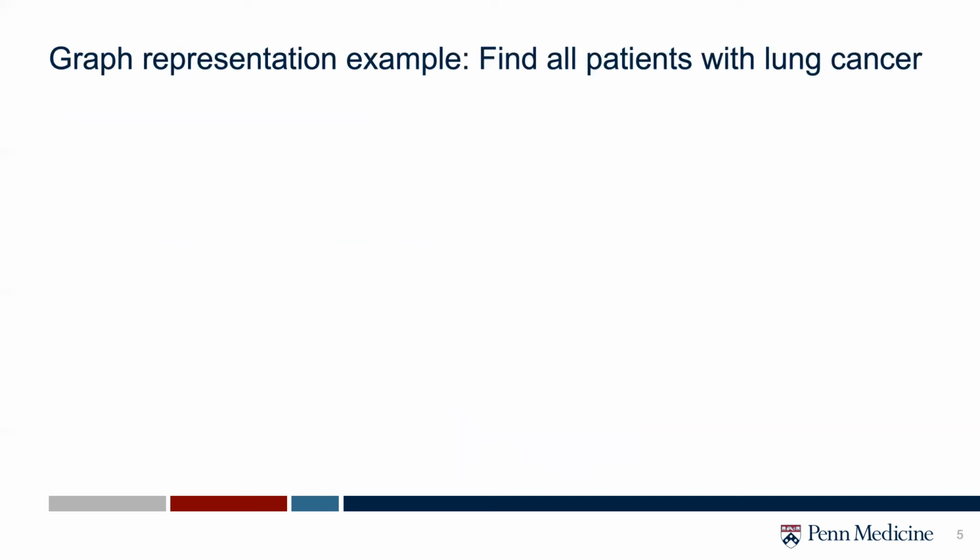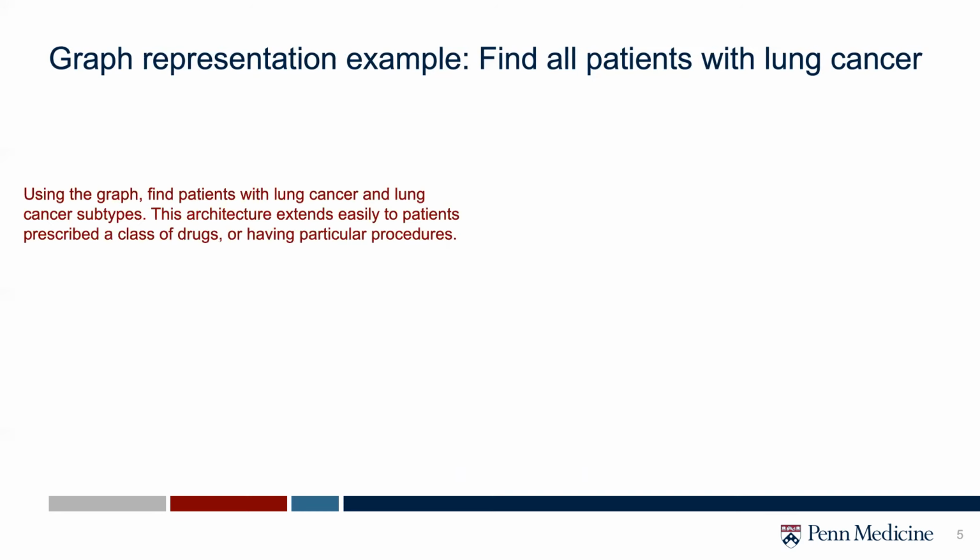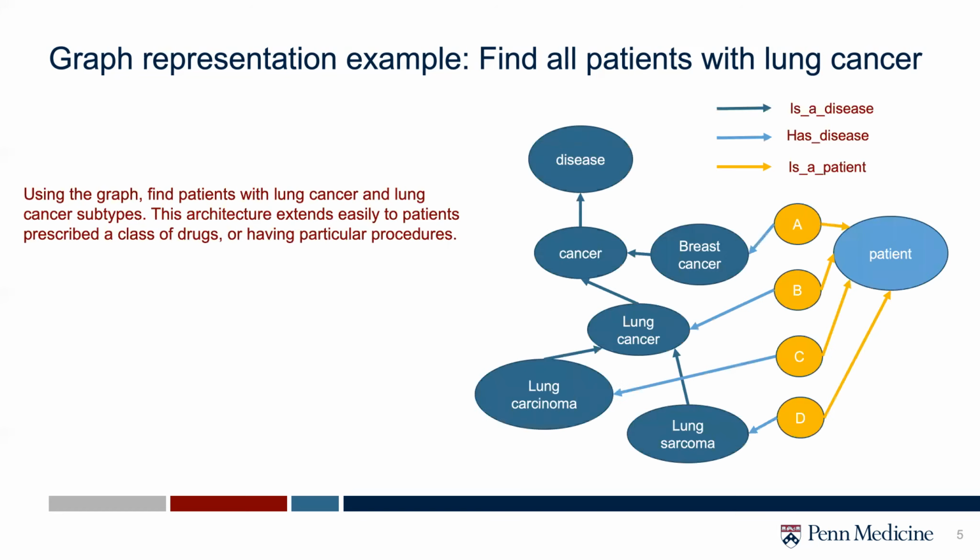So here's a little more detail on the semantic richness I've mentioned. We want to use a graph to find patients with lung cancer and lung cancer subtypes. This architecture extends easily to patients prescribed a class of drugs or having particular procedures. So here is our graph. On the graph, note that concepts such as patient or lung cancer are represented as nodes, and the relationships between those concepts are represented as lines with arrows or links that denote the direction of these relationships. Furthermore, the color of the links represent the semantics of the relationships.